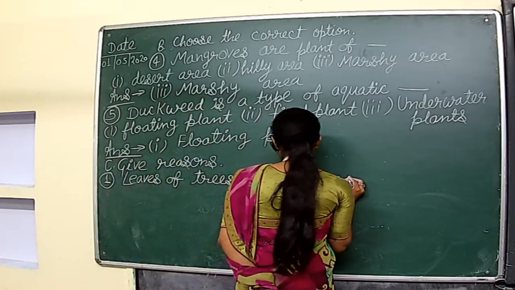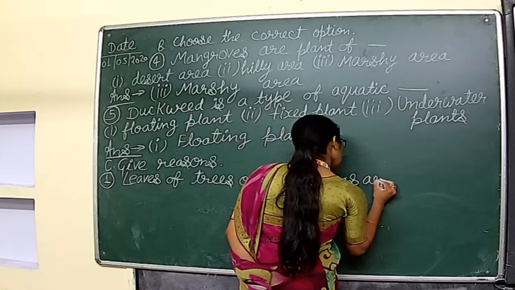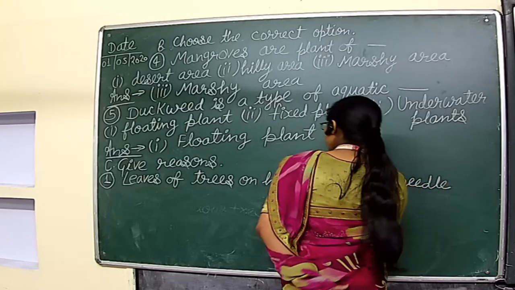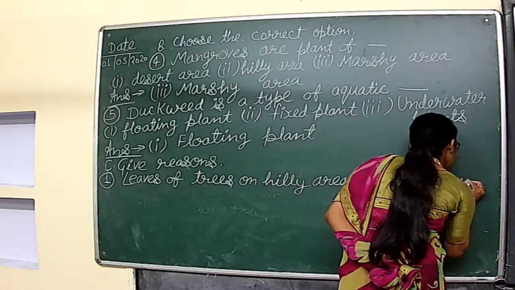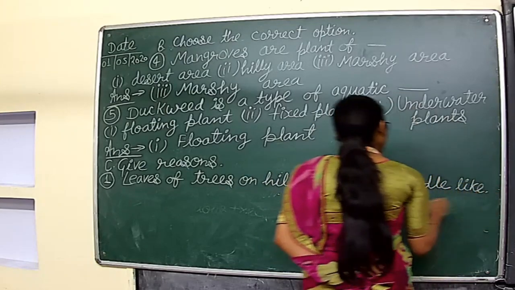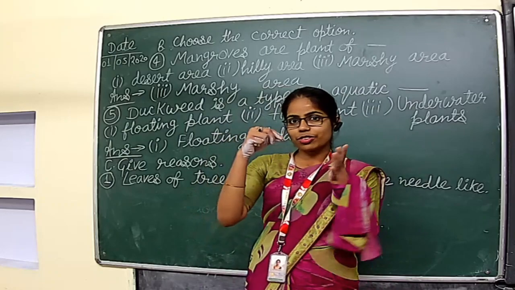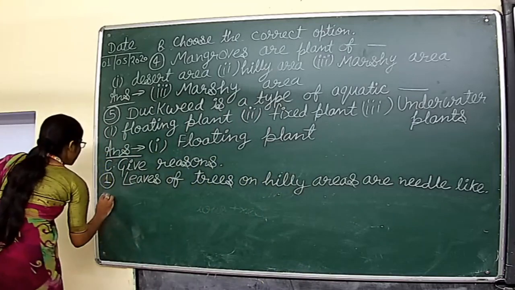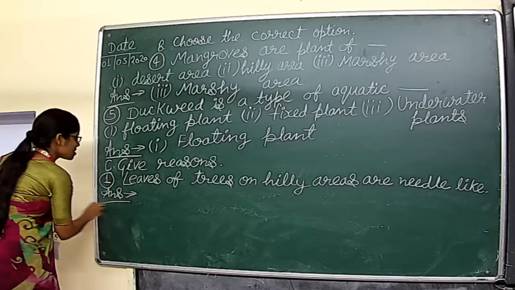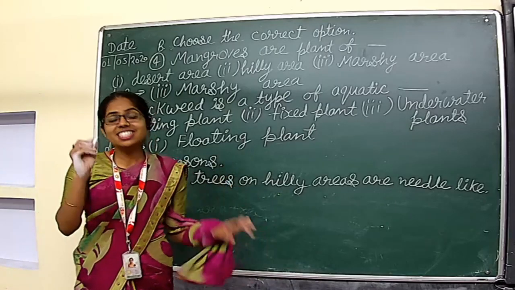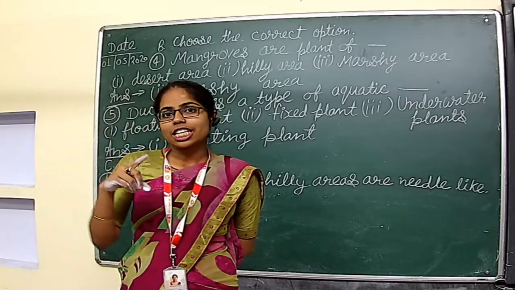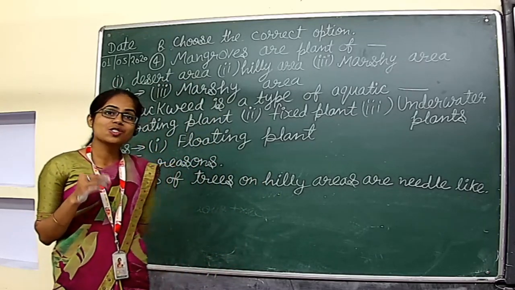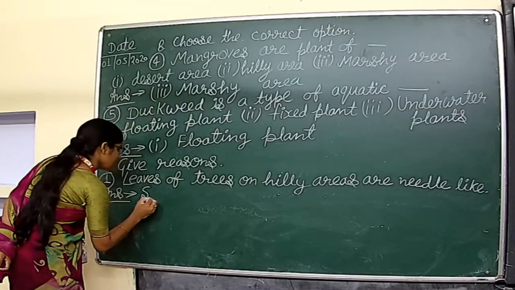Leaves of trees on hilly areas are needle-like. It means they look like needles, and when you touch them, they will pierce into your hand. Okay, why is it so? Let's see the reason for this. I told you the answer before, when we were discussing the choose the correct option. Do you remember? Yes. So what is the reason?